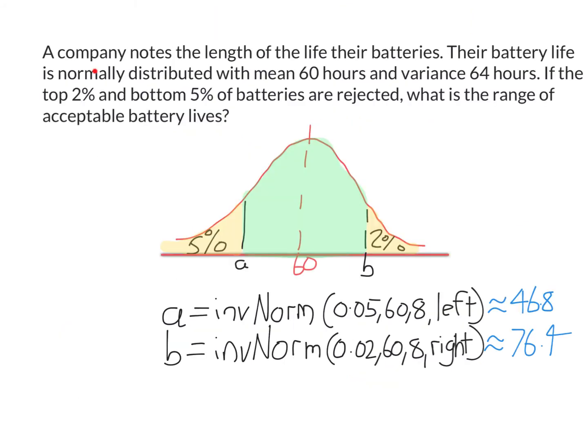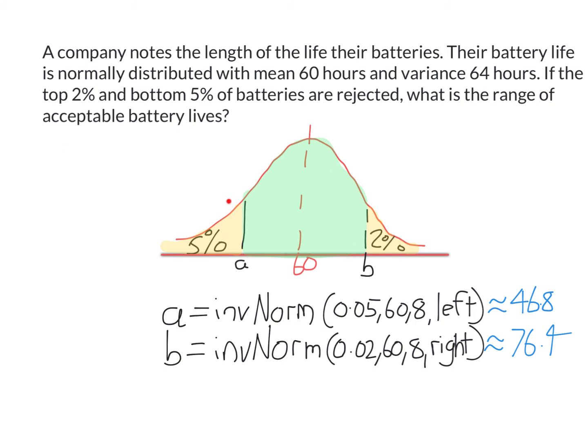So let's look at this question. A company notes the length of the life of their batteries. Battery life is normally distributed, mean 60, variance 64, so the standard deviation is 8, and we're told the top 2% and bottom 5% of batteries are rejected. What is the range of acceptable battery lives?